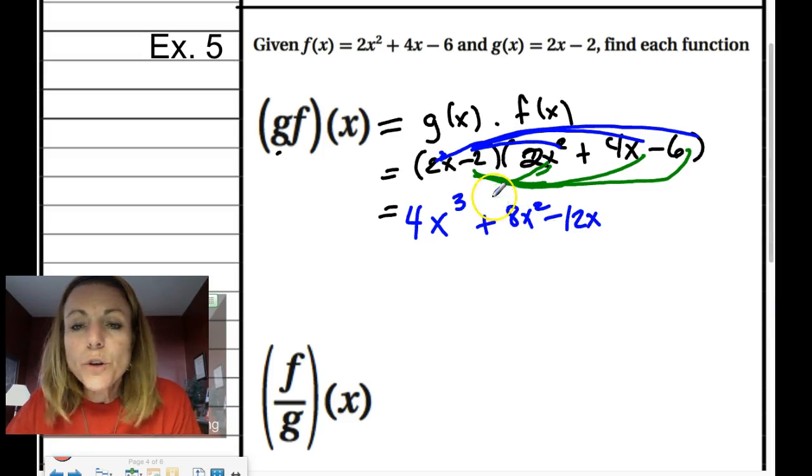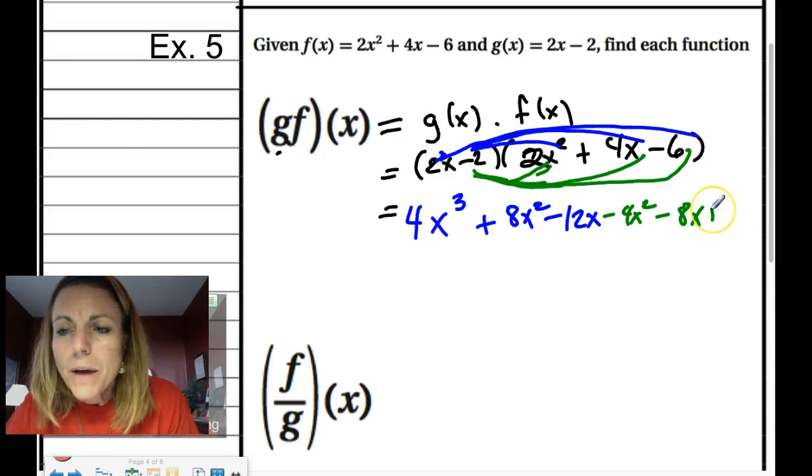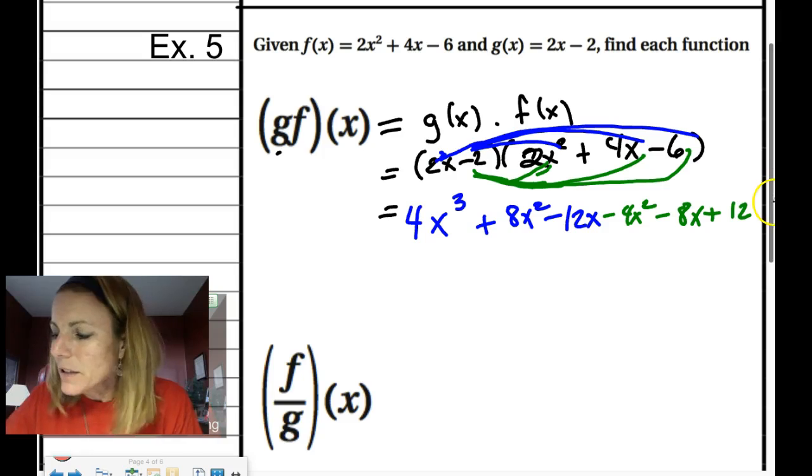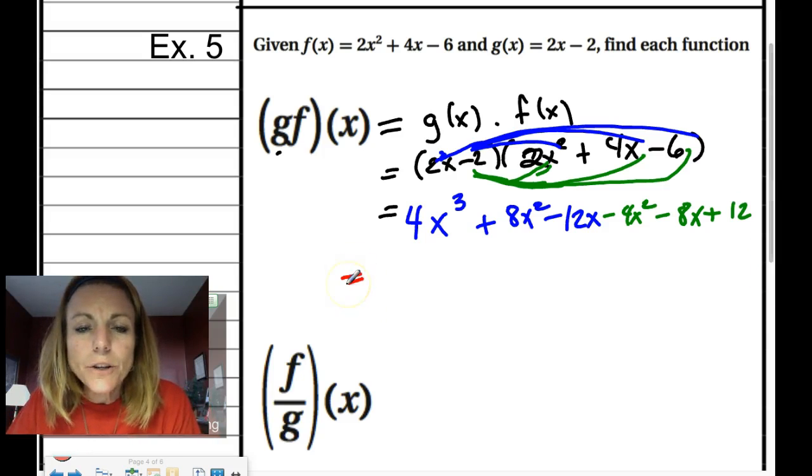Then we're going to do the green. Negative 2 times 2x squared is a negative 4x squared. Negative 2 times 4x is a negative 8x. And negative 2 times negative 6 is a positive 12. Perfect. We are now going to combine like terms.